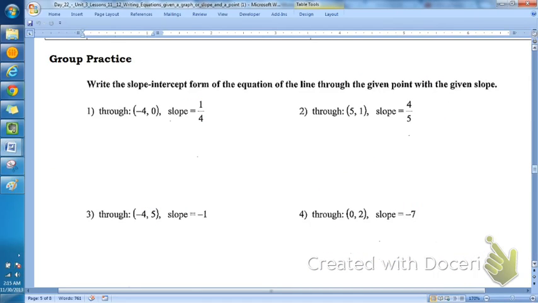Alright, it's your turn to practice these. I'm going to do two of it, show you the answers two at a time. So go ahead and push pause, do problems 1 and 2, and then push play to check your work.